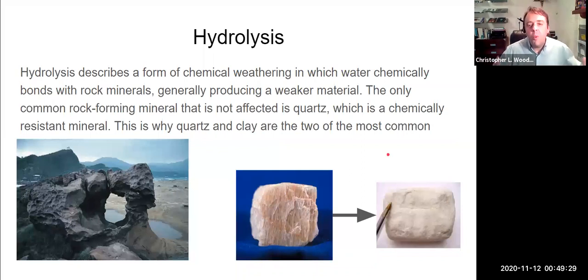Hydrolysis is a form of chemical weathering where water is actually absorbed by the minerals in the rock, producing a weaker material. The only common rock that's really not affected by hydrolysis is quartz. It's very chemically resistant, SiO2. However, the other minerals like feldspar, that's also found in granite, is highly susceptible to hydrolysis. It will absorb the water, become weaker, and start to flake off. There are other minerals that are very highly susceptible as well, but hydrolysis is where water is pulled in, chemically bonding and becoming weaker.